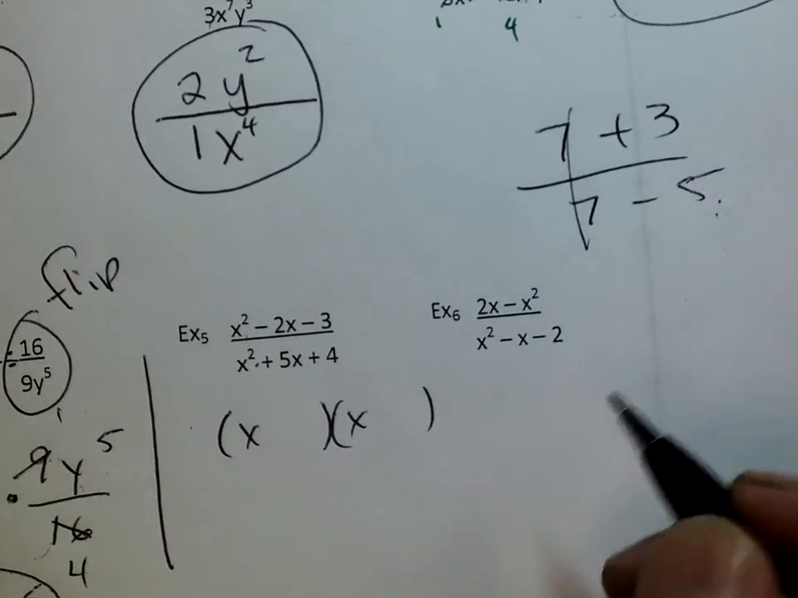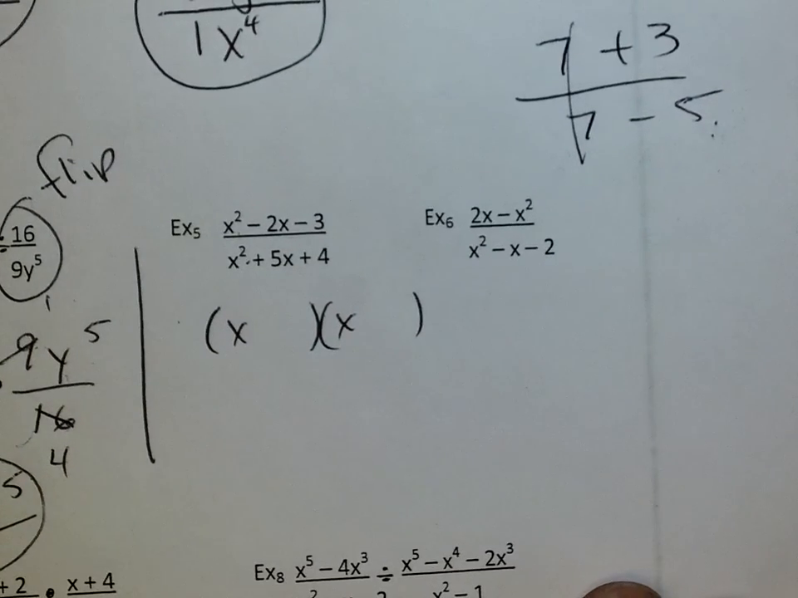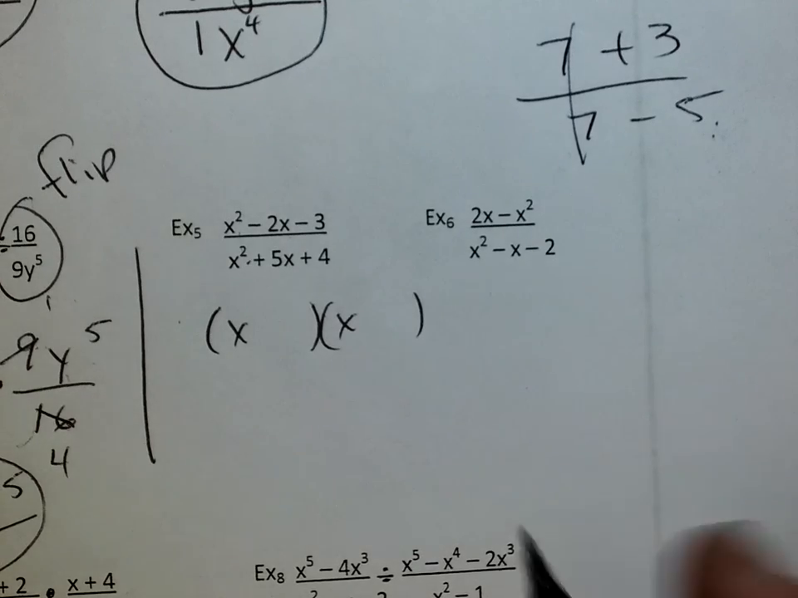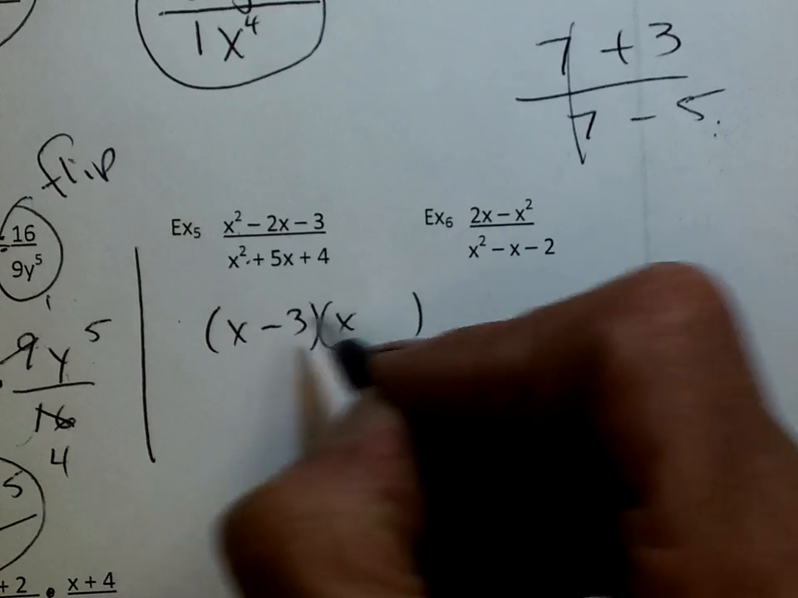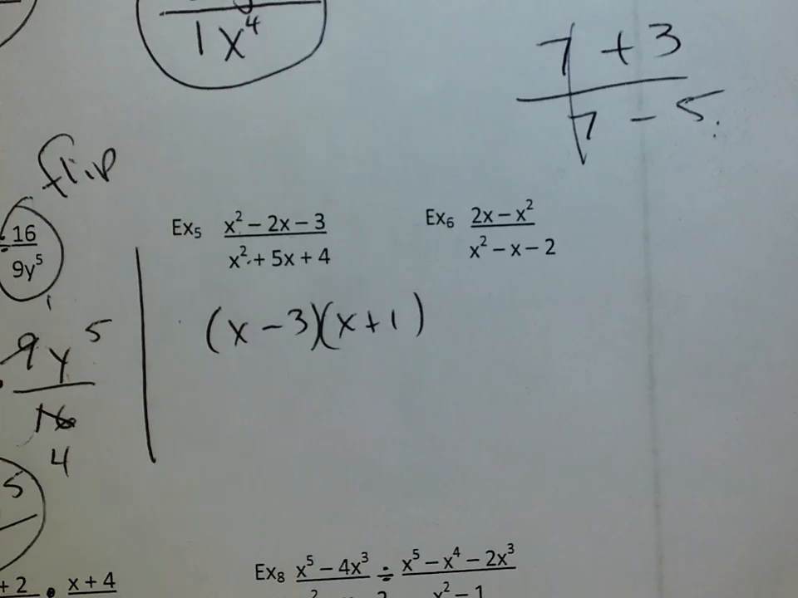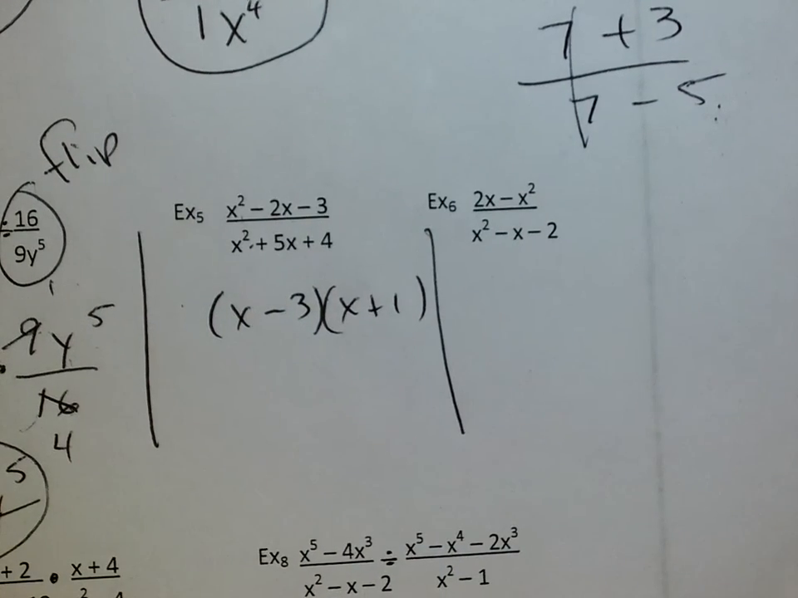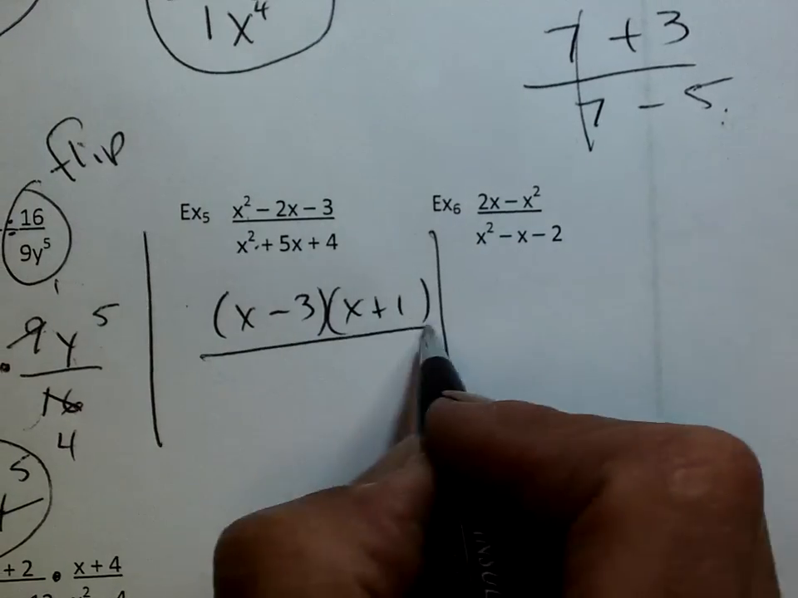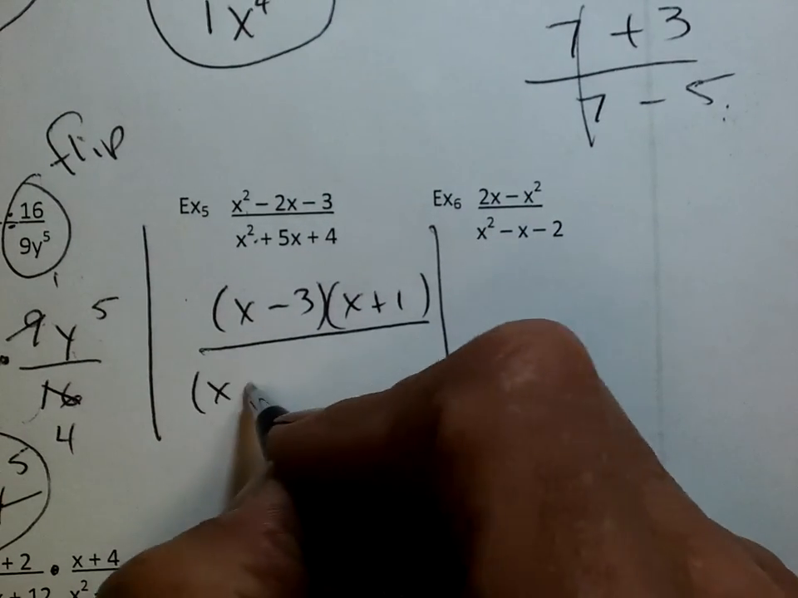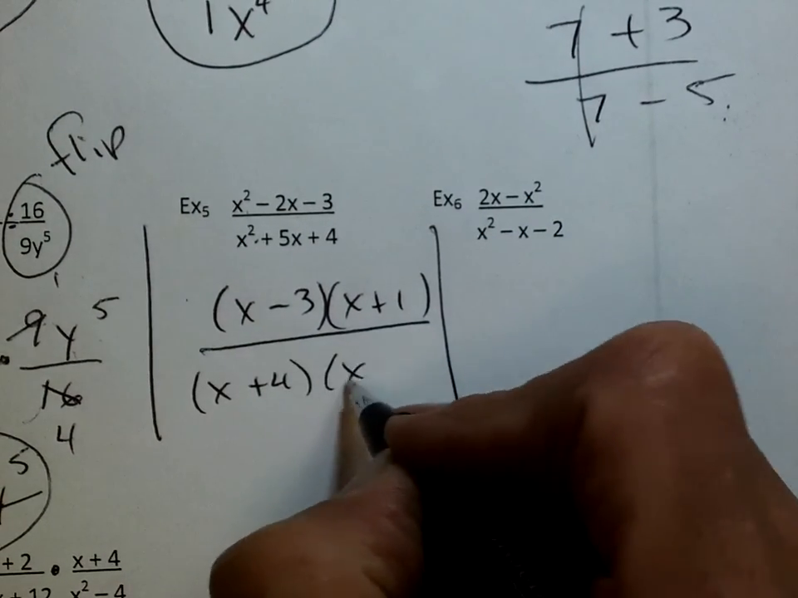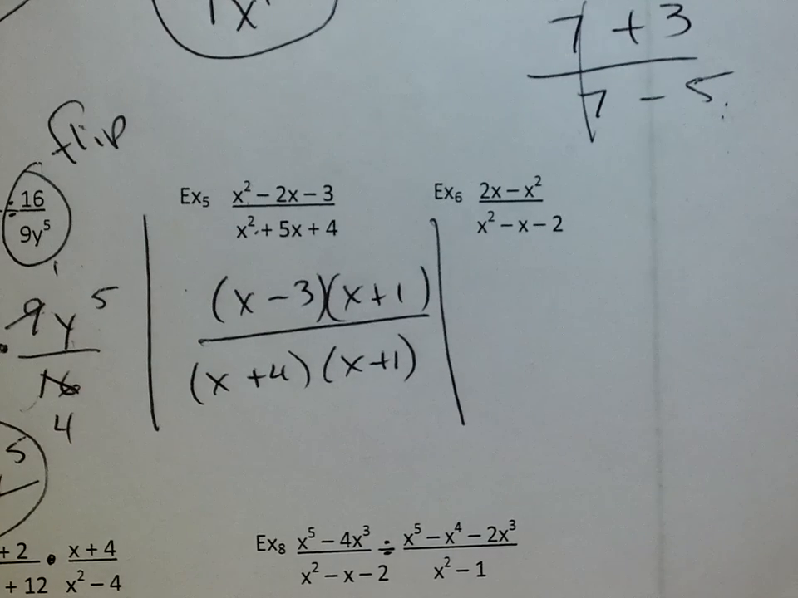X and x. So again, like I said, if you can't factor, you are in big trouble in this lesson, right? I'm going to go a negative 3 and a positive 1, because that will make my negative 3 and my negative 2. Okay, you all right with my factoring there? Now, on the bottom, or the denominator, I'm going to go x plus 4, x plus 1, right?